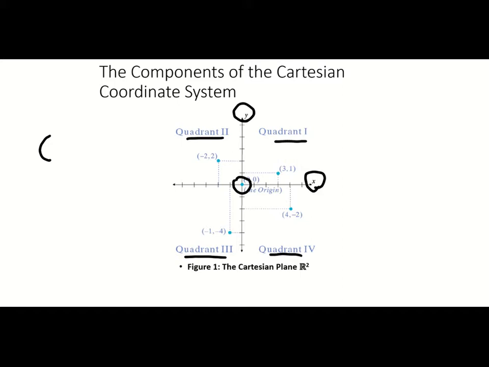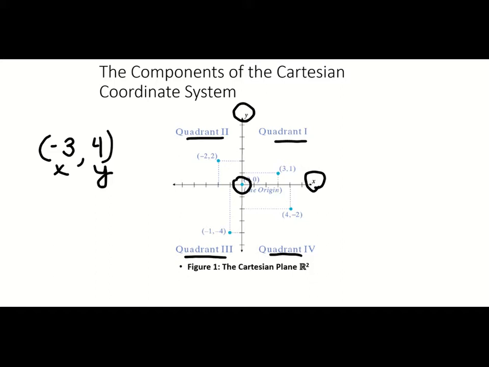So for instance, if I wanted to graph something like -3, 4, okay, your x value is always the first value in your ordered pair, and your y value is always the second value. You always graph them in the order x first, then y.